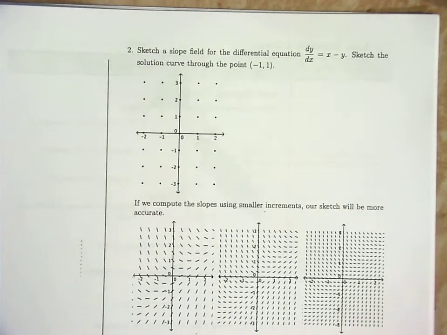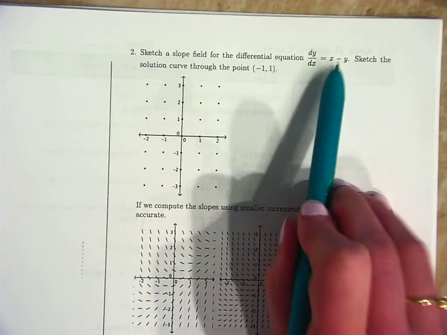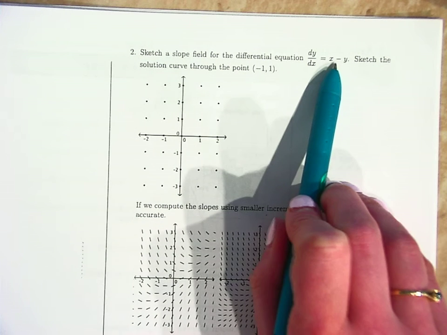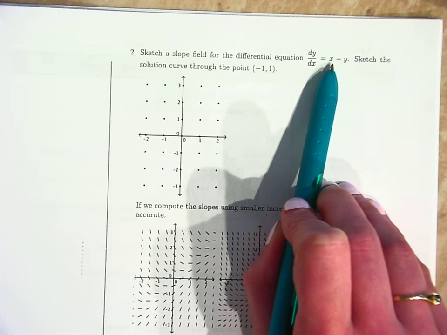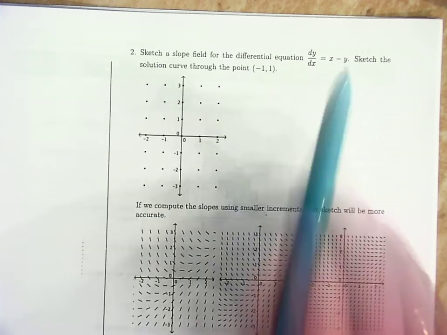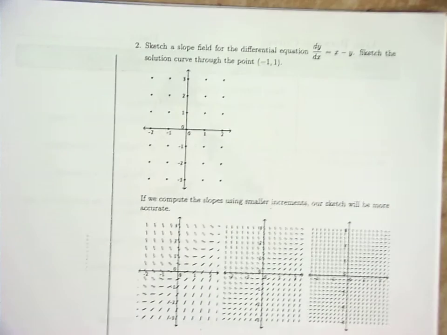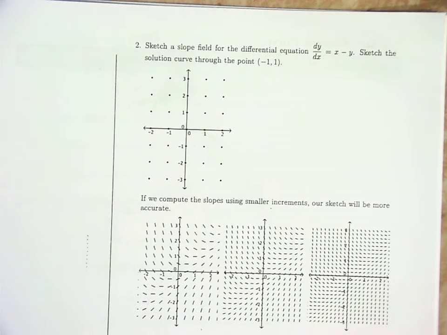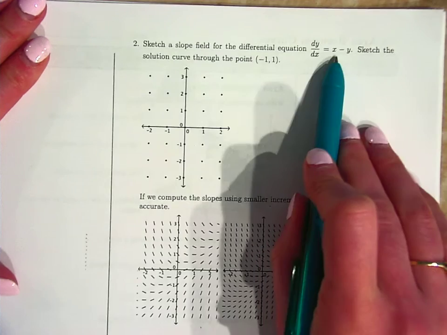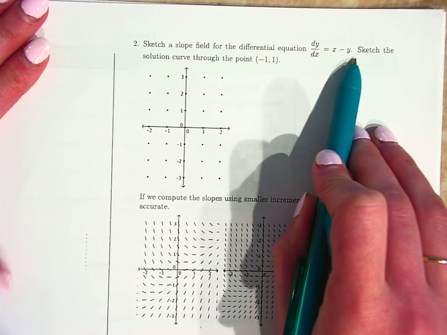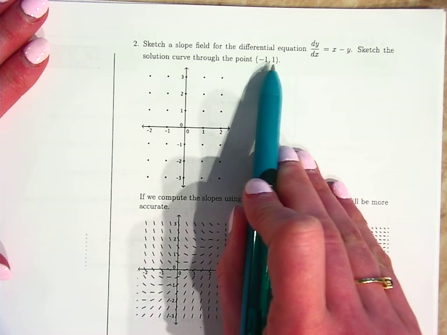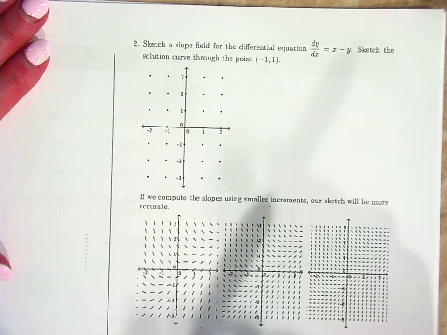Number 2 says to do the same thing. First, we're going to draw a slope field for the differential equation dy over dx equals x minus y. Notice this time the slope of each little line segment is going to change when x and y change. So our slope field is not going to be the same along the verticals this time because it depends on both the x and the y coordinate. Okay, so we'll do that first and then we'll draw the solution curve through that point.